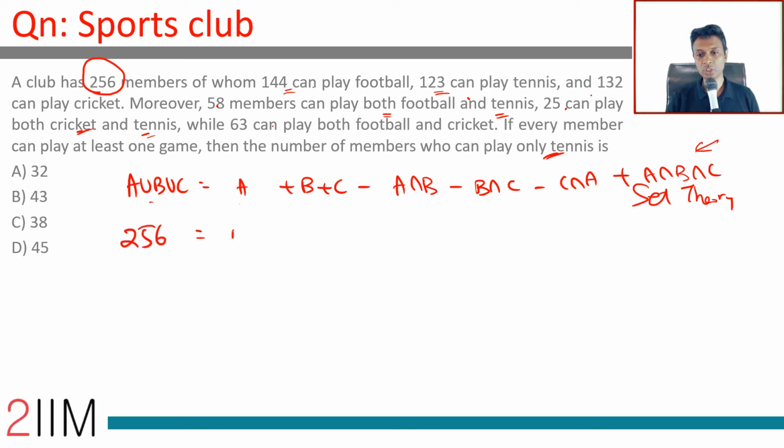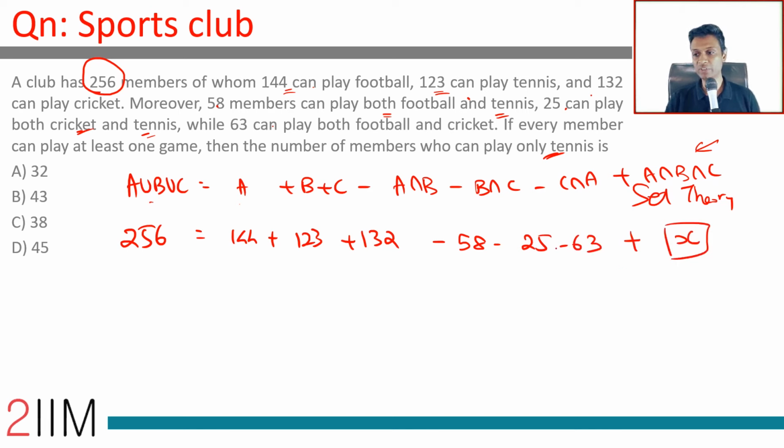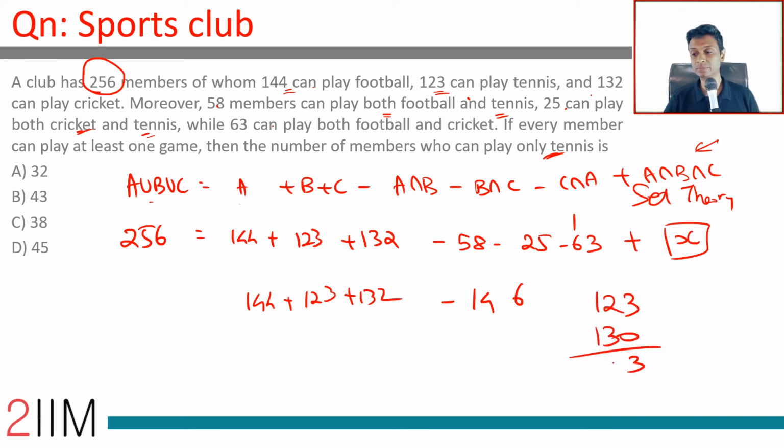So 256 equals 144 plus 123 plus 132 minus 58 minus 25 minus 63 plus x. These three we need to add. 58 plus 25 is 83, plus 63 is 146. So minus 146. 144 plus 123 plus 132 minus 146. 144 minus 146 is minus 2. 132 minus 2 is 130. So we're going to have 123 plus 130, 253 is this computation. So 253 plus x is 256, or x is 3.